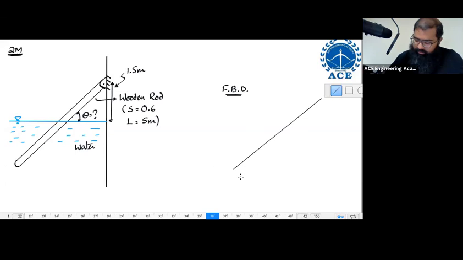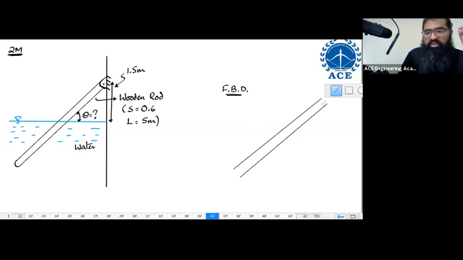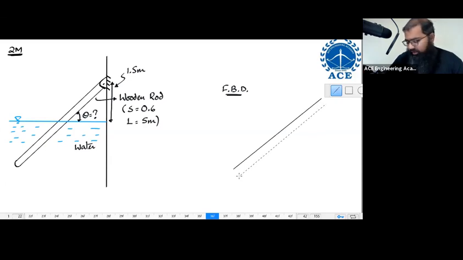I have seen people who have a habit of changing the orientation of a body while drawing free body diagram. For example, wooden rod slant hai. I have seen people who make it horizontal and then draw the free body diagram. That is a very bad way. It is actually a disrespect towards free body diagram. Aise mat kijiye. Jo orientation hai usko maintain kijiye. Please maintain the orientation while drawing the free body diagram. So this is the orientation we have.